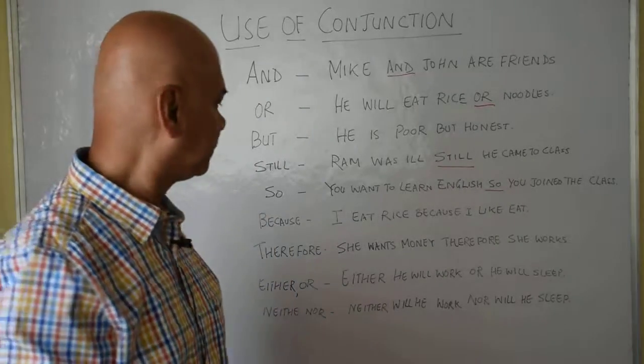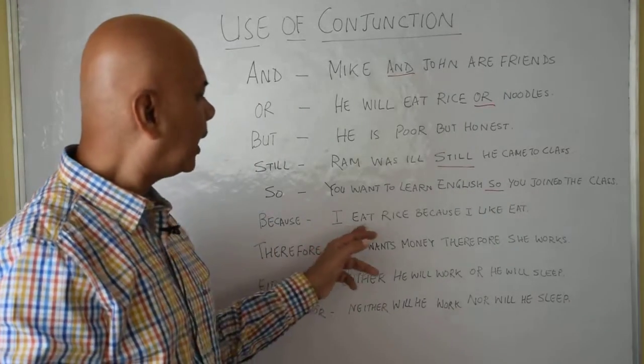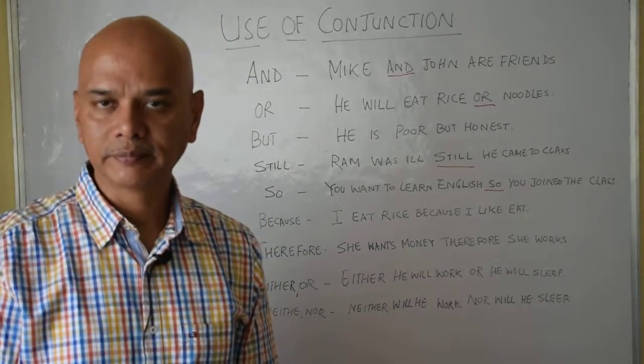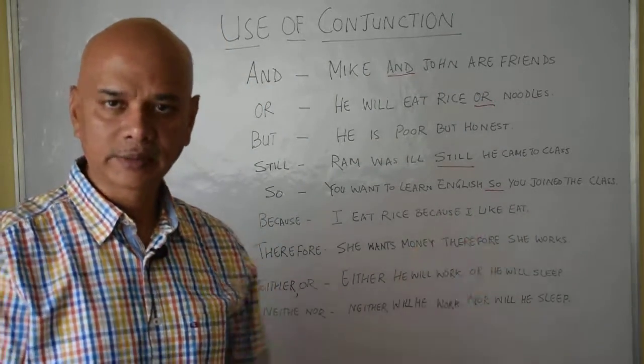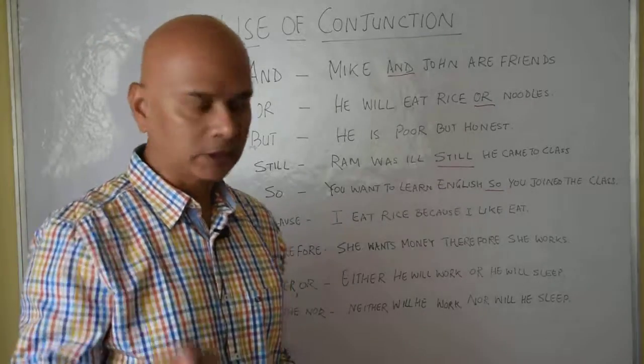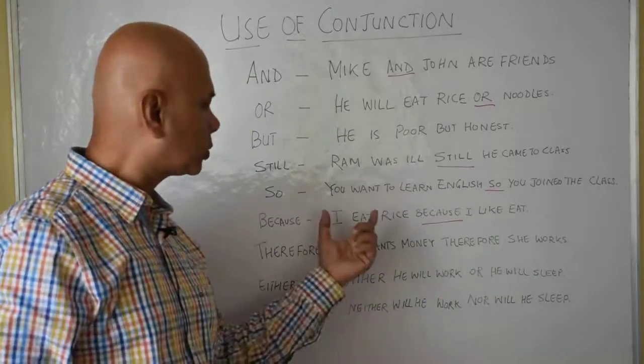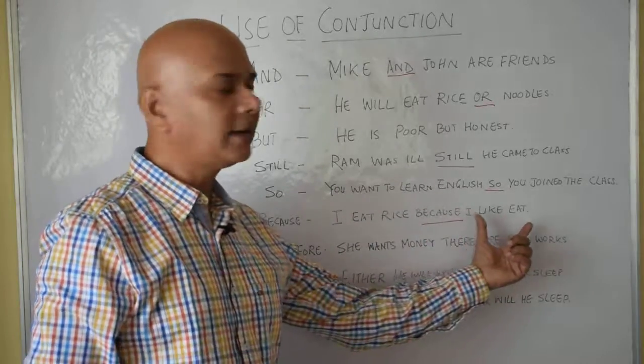Another example: because. I eat rice because I like it. Because is also another form of reason. So you can use these words as per your choice. I eat rice because I like it. So it is joining sentences. I eat rice and I like it.